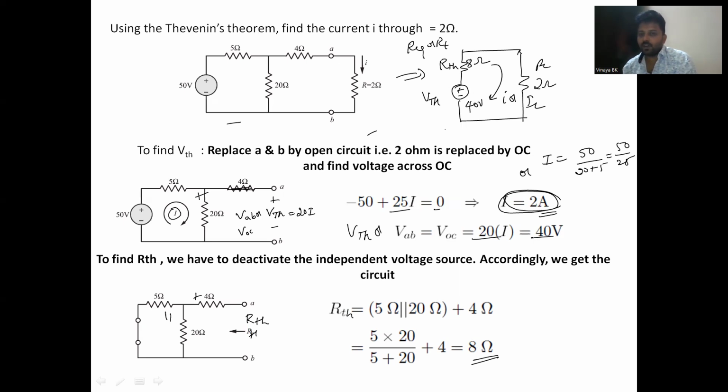So VTH you know, RTH you know, RL you know, we can easily get the load current, that is IL, given by VTH divided by RL plus RTH. That is nothing but 40 divided by 8 plus 2, that is 10. You can get 4 amperes as the load current.